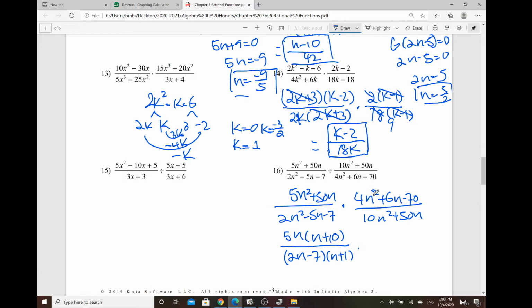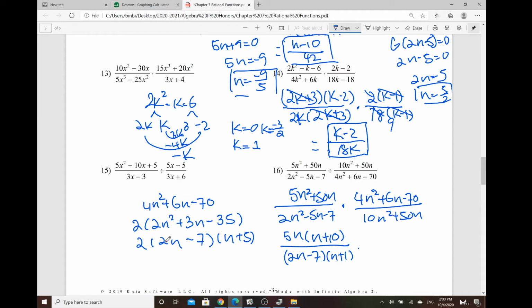And then this one here, 4n squared, 6n, negative 70. So before we factor it completely, we can take out the greatest common factor. Let's just do this one on the side, because you want to show the work. So let's see, 2. So 2n squared plus 3n minus 35. And then for the rest of this, you want to factor it. So let's see, 2n, 1n. So negative 35, we can use 5 and 7. So let's see, negative 5. No, positive 5 and negative 7, because we need to satisfy that 3n in the middle. So negative 7n plus 10n, then that'll be 3n. So this one can be written as 2 times 2n minus 7, n plus 5.